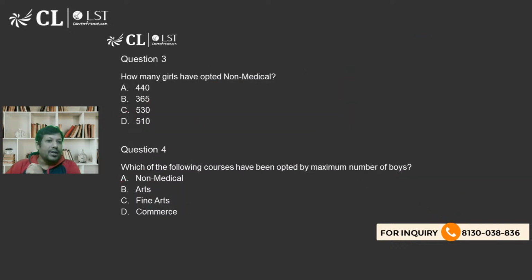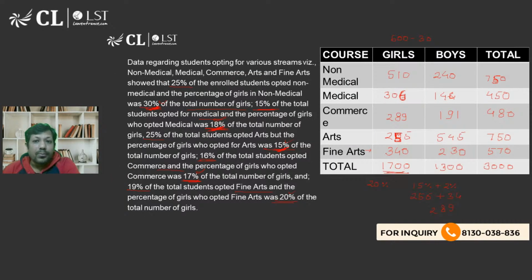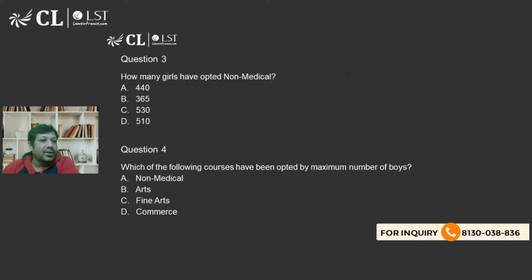Okay, now let's look at this question. Question number 3. How many girls have opted for non-medical? So how many girls opted for non-medical? That is going to be 510. We have already calculated it.